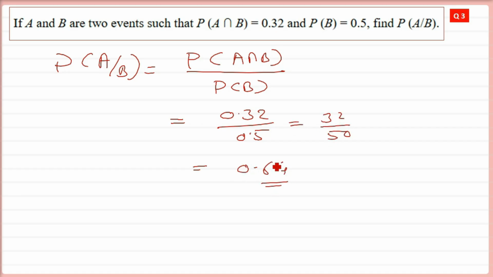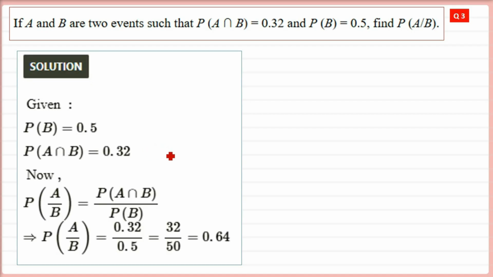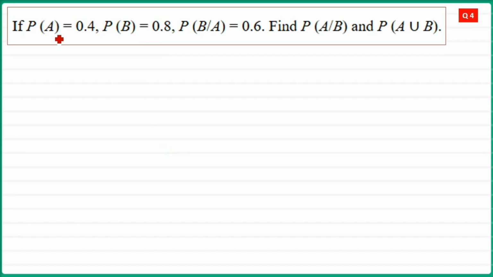Now if you are confused whether your answer is correct or not, just remember that the probability will always lie between 0 and 1, inclusive. 0.64 is between them. So just go ahead. It's correct. Now this is how we are going to do it. And you are quite aware of this formula now. So these are just starters.